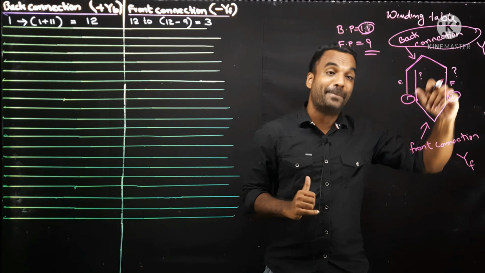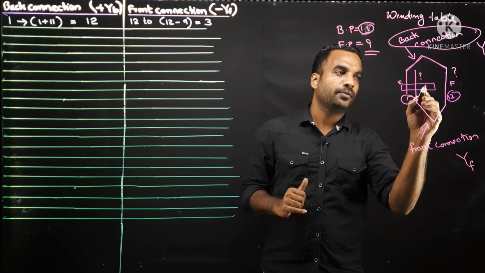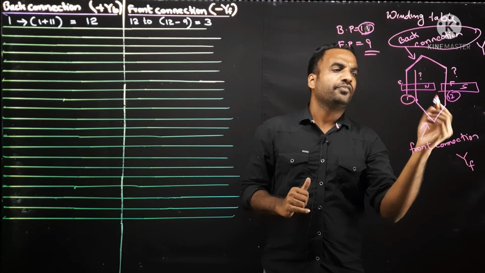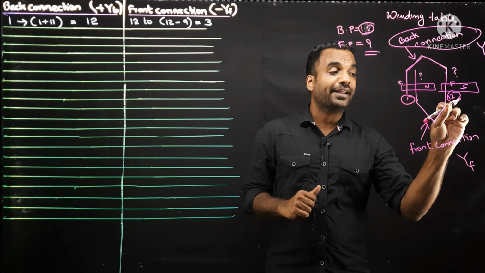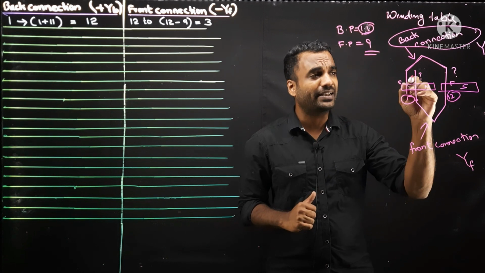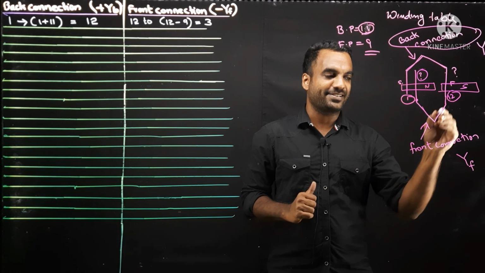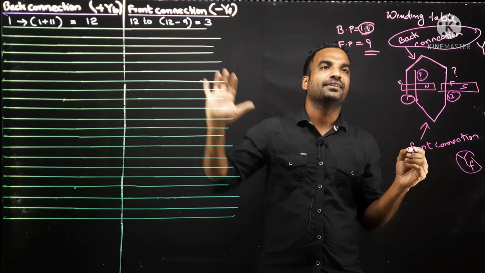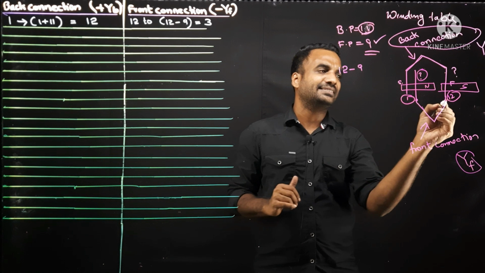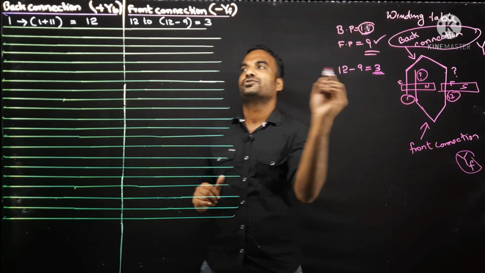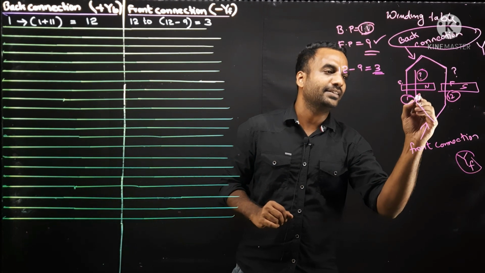Then we want to come back to the original pole, the original north pole. Suppose this is the north pole and this is the south pole. We are coming back to the original north pole. So we are standing at the 12th conductor. Now I want to find the number of this conductor, so I need to use the front connection data. This is the front connection, YF. YF is 9. So we minus that YF from the existing conductor. 12 minus 9 is 3. So the front connection comes from 12 to 12 minus 9, that is 3. So this conductor is 3.